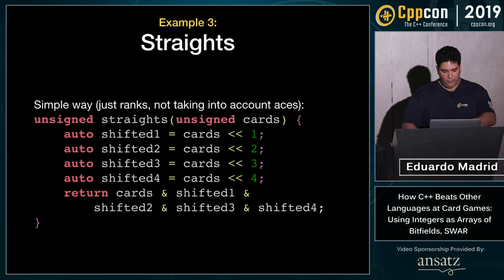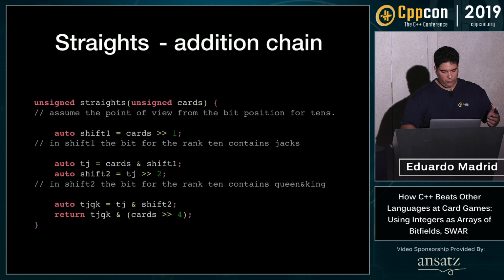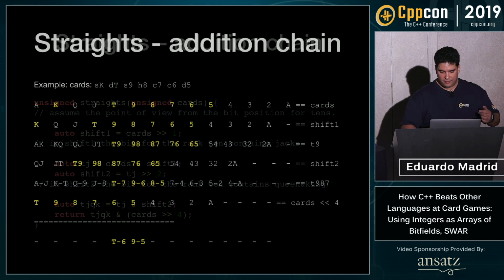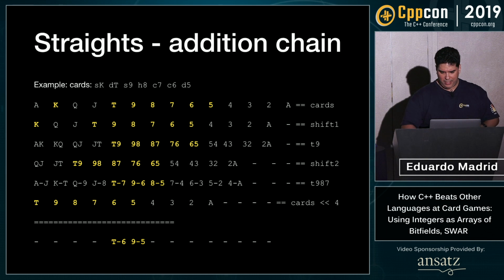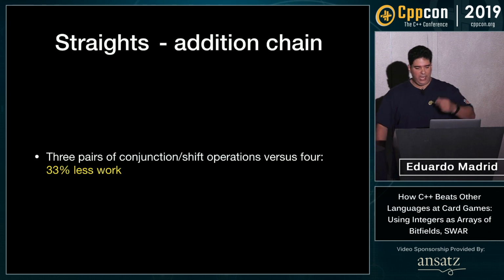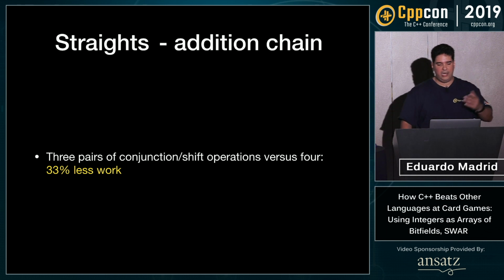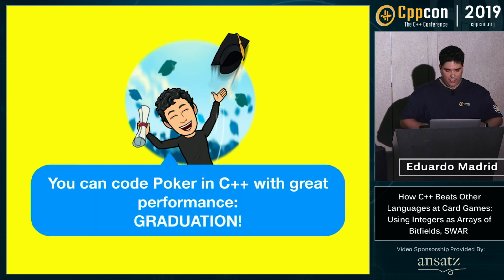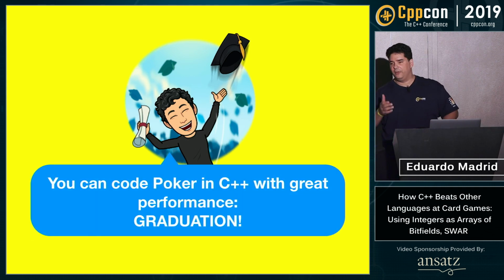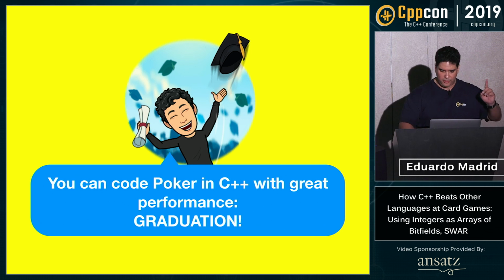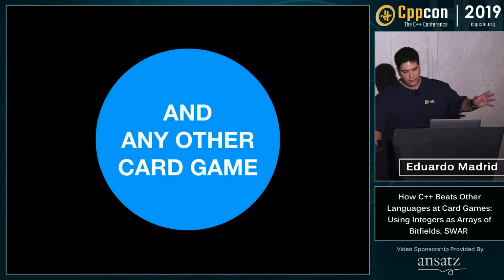And if we go back here, you see that what we have is 4 shifts and 4 bitwise ANDs. What we have here is 3 shifts and 3 bitwise ANDs. Sorry, I said ORs, I don't know why, but I meant ANDs both times. Okay, what we have here is that the addition chain technique requires 33% less work. Okay, guess what? Now we can code poker in C++ with great performance. That's the graduation, but that's not the end of the representation yet. We can also program any other card game with great performance for that matter.